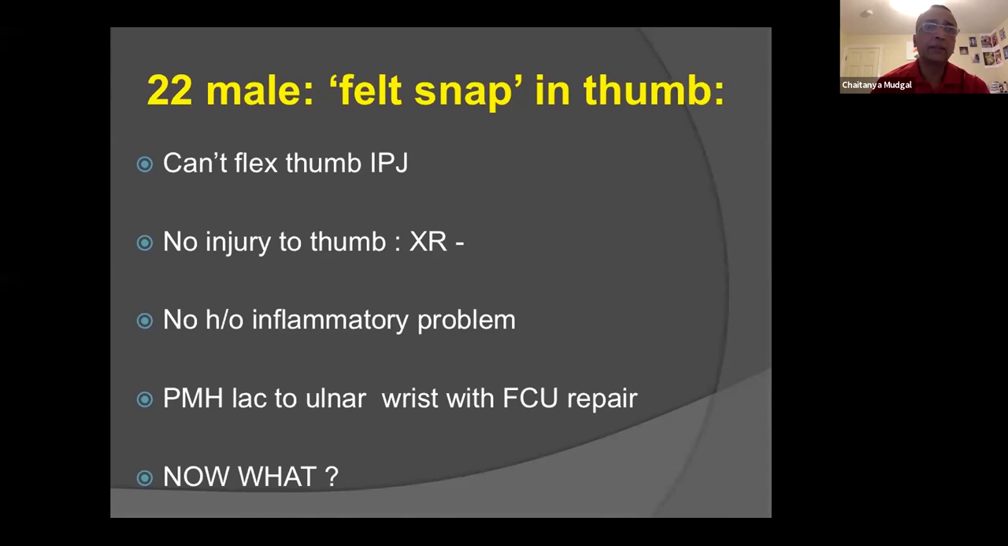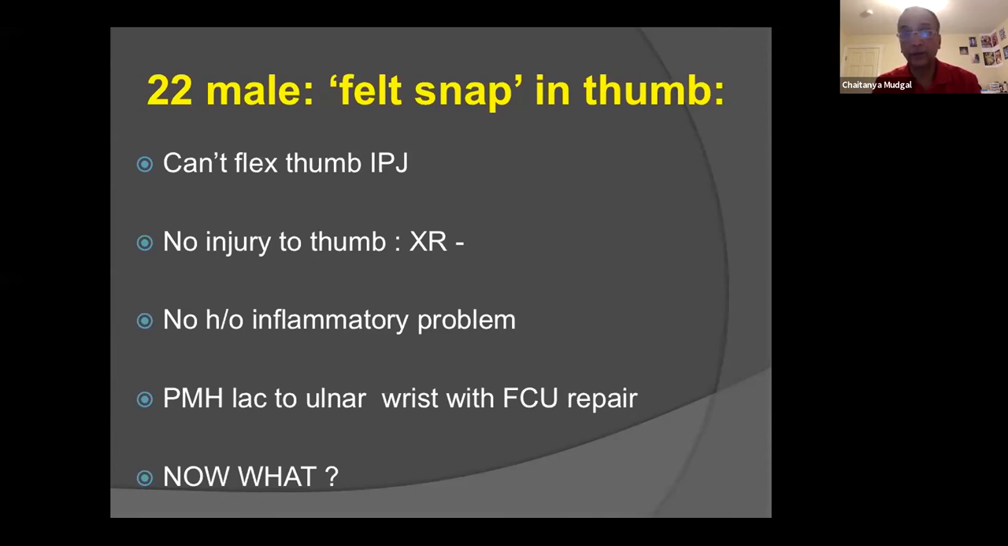This is a problem which I'm going to throw out to the audience. I mean, to all the faculty, and you can chime in. So there's this 22-year-old male who felt a snap in his thumb while he was trying to pick up something heavy. He can't flex his IP joint, doesn't have a history of injury to the thumb.